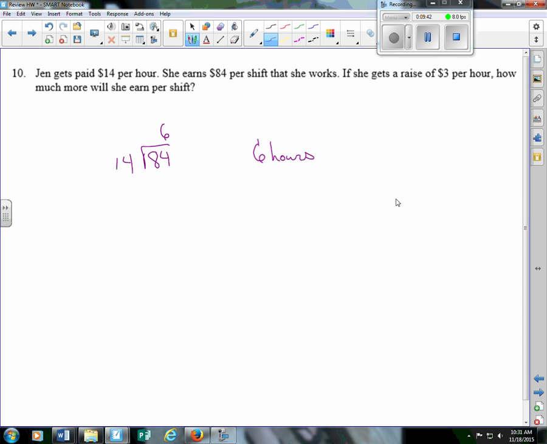Now, how much more will she earn per shift? Well, if she's making an additional $3 per hour, you got to times that by 6 hours, and we get $18 more. And if they asked how much does she earn per shift, you would take that 18 and add it to the 84, but they do not.